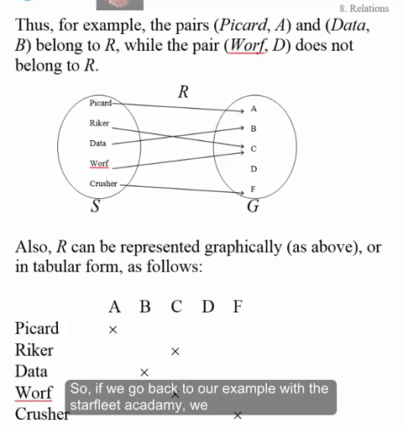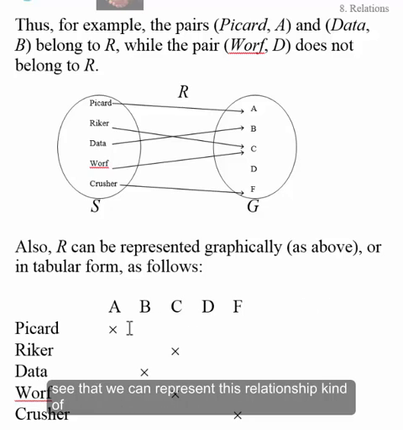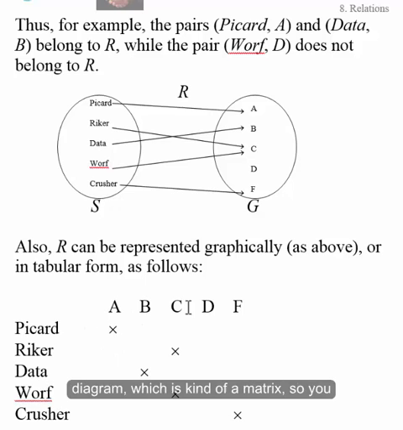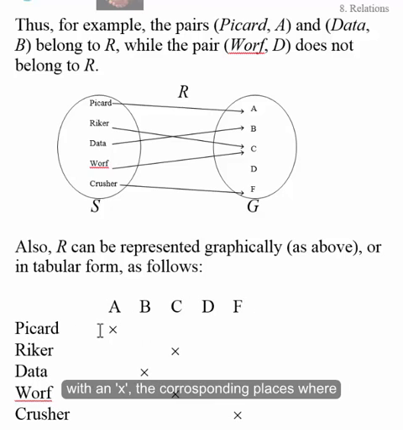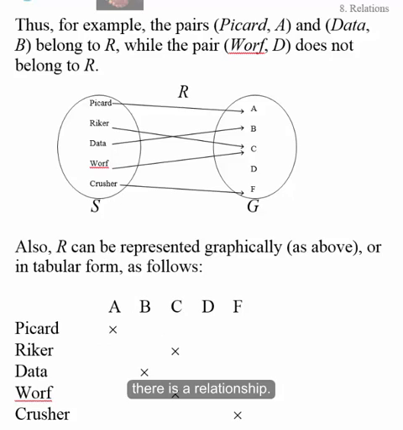So if we go back to our example with the Starfleet Academy, we see that we can represent this relationship using this kind of diagram, which is kind of a matrix. You have the students on the rows, the grades on the columns, and you mark with an X the corresponding places where there is a relationship.